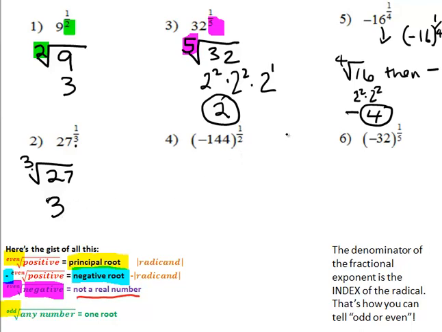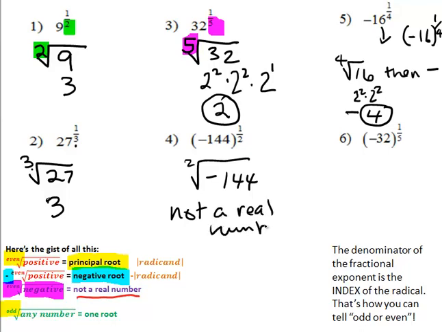Here, this is slightly different than this, and this you would write as negative 144 square root. But here you have a problem. This is even, look down here, and this is negative. If this is even and this is negative, it's not a real number. Here I didn't write that very well, but I think you know what I mean.